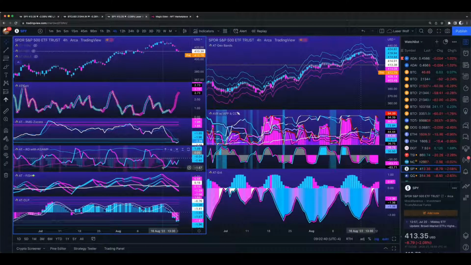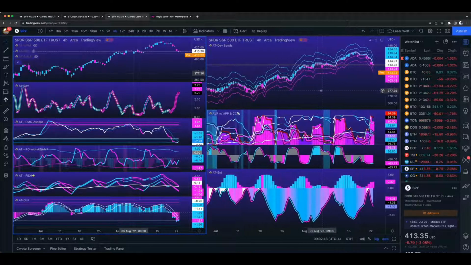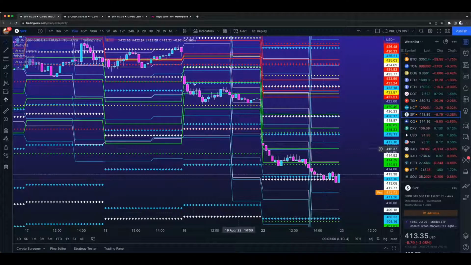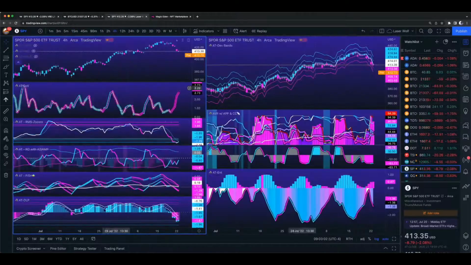Got a little SPY up here, 4 hour. Checking this baby out. It'll be interesting. Pre-market was up a little bit. Was up a little. Pulling back. We'll see what happens. Wanted to check this 4 hour though before I dip into these lower time frames.